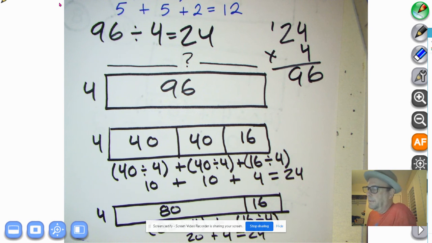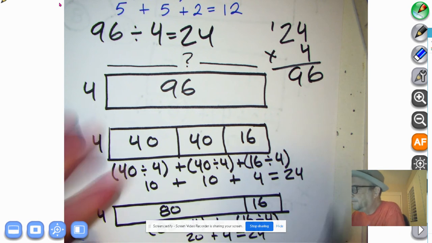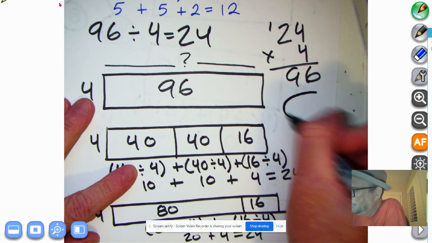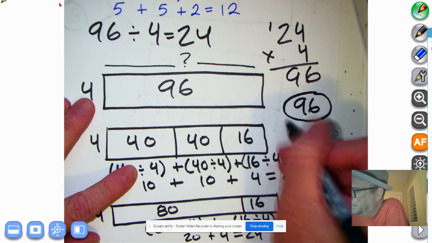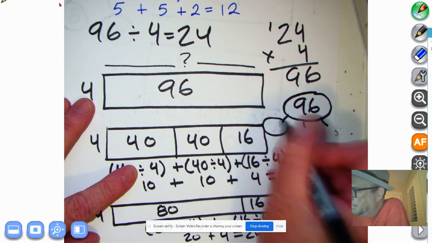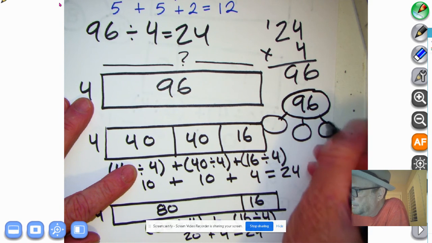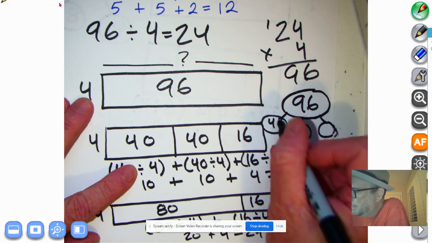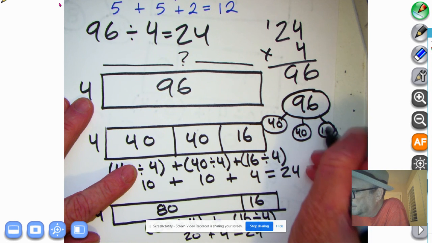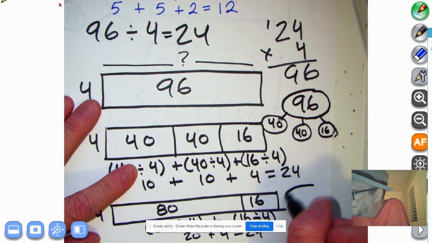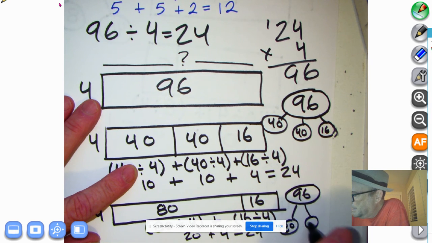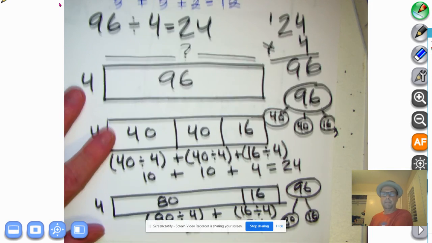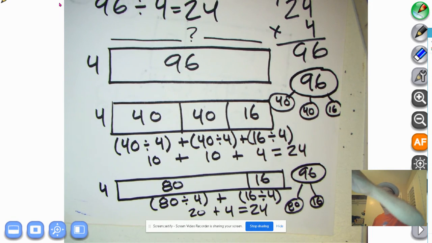And we can also look at it this way, two different number bonds. We go 96, and let's do this number bond here. It would be, whoops, 40, 40, and 16. And then this number bond down here would be the 96. And what two numbers? 80 and 16. And please be copycats so you really get the hang of this, okay?